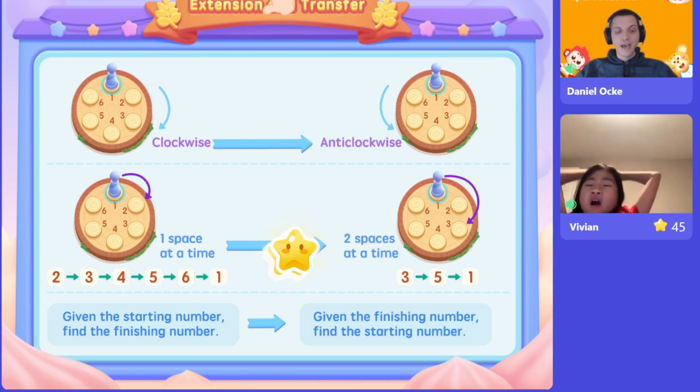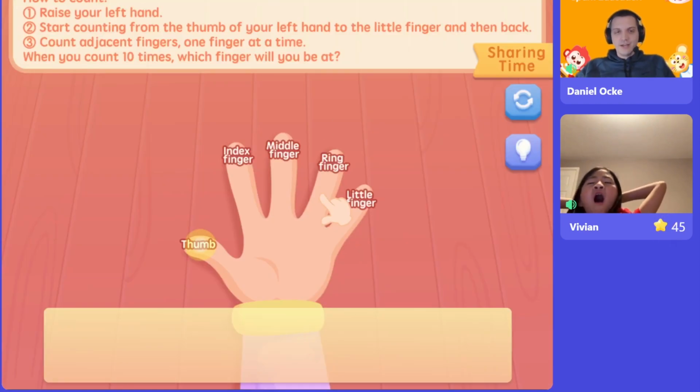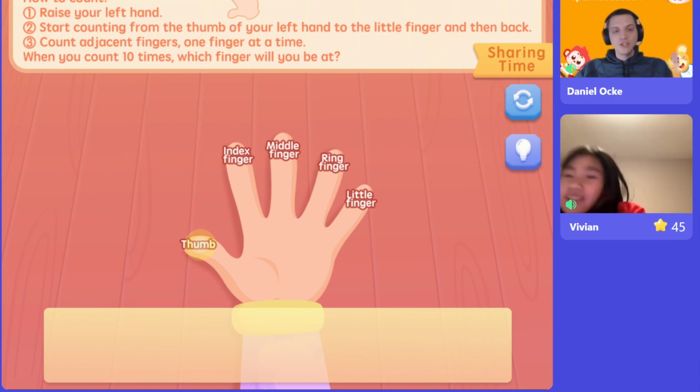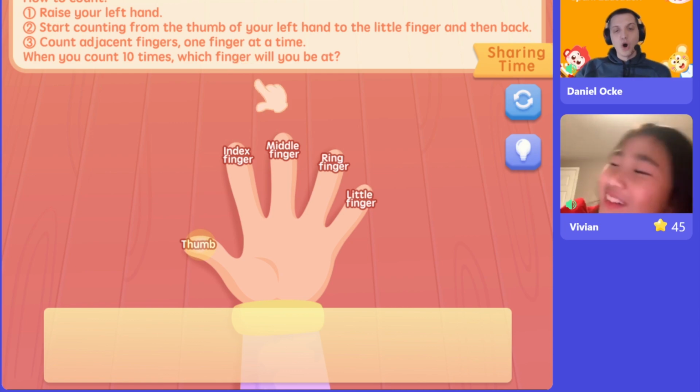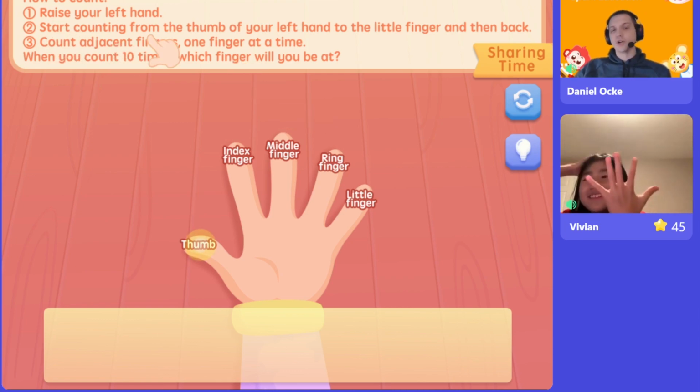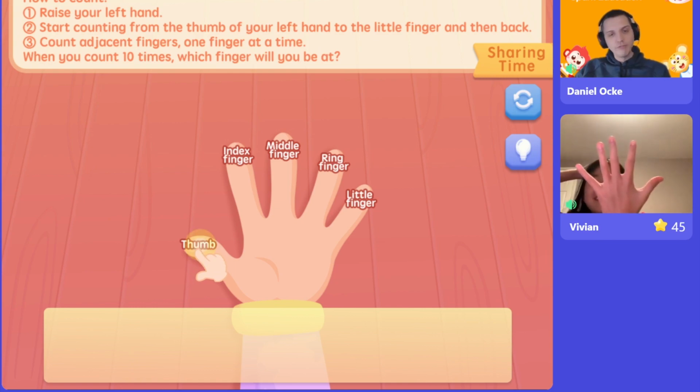We're going to look at our last example we're going to talk about today, and we are going to use our hand for this one. So it says how to count. You're going to raise your left hand, and your palm is going to be facing you. What we're going to do is start counting from the thumb on the left of your hand to the little finger and back.